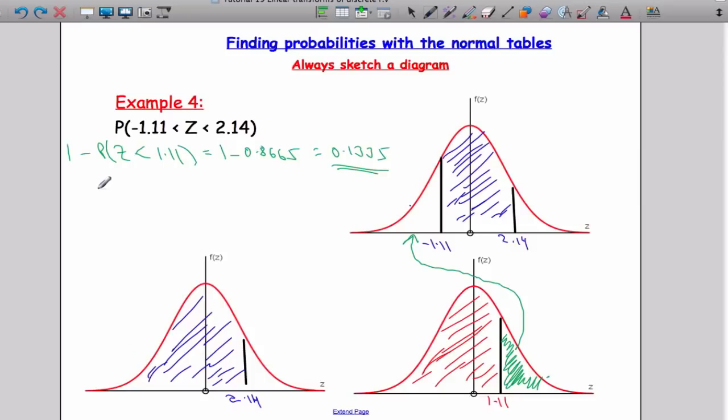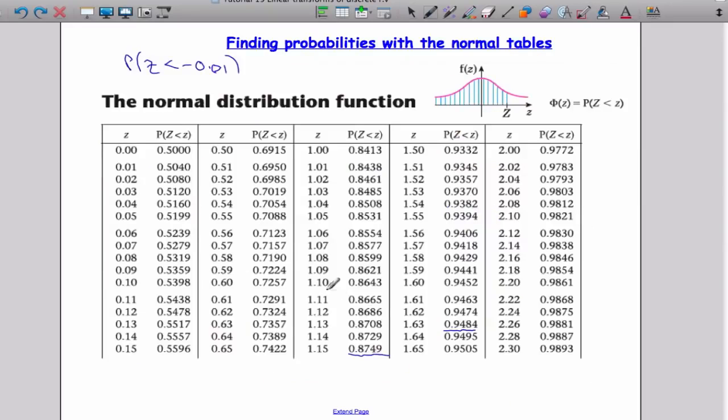So let's work out the probability that Z is less than 2.14. Let's go back to our tables. 2.14 is here, so that's going to be 0.9838.